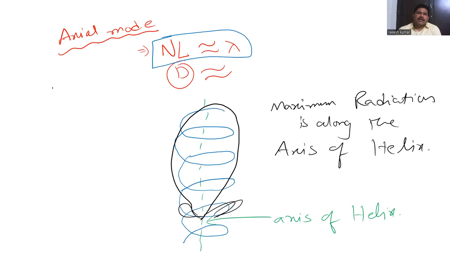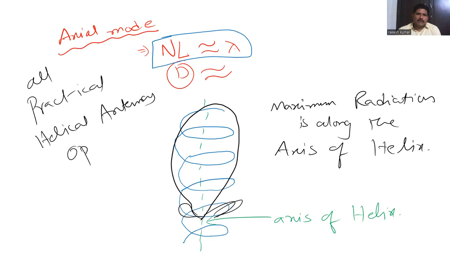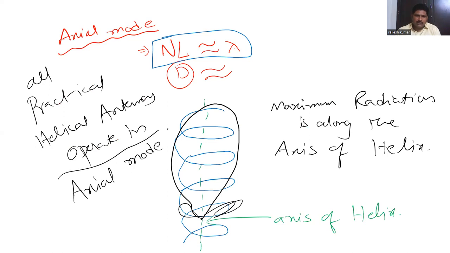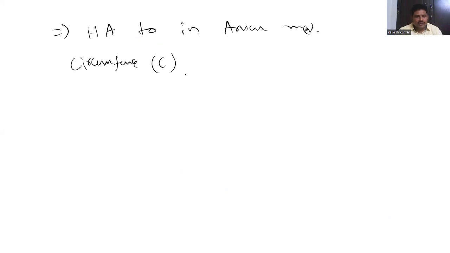Generally, all practical helical antennas operate in axial mode. Here the dimensions are much larger, comparable with lambda. The condition for a helical antenna to operate in axial mode is that the circumference C is selected in the order of one wavelength.